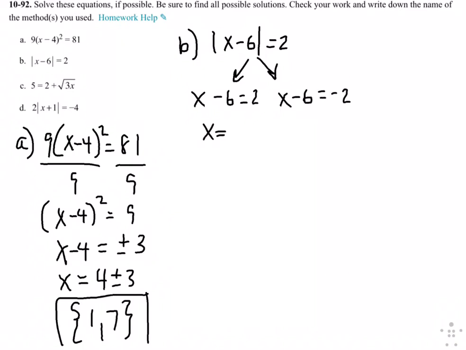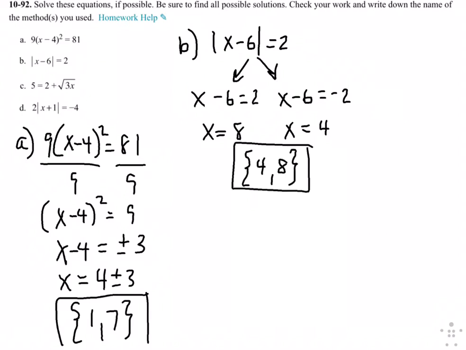So I get x equals, add 6 to both sides, 8. x equals, add 6 to both sides, 4. So solution set 4 and 8. Both of those would work in that absolute value.